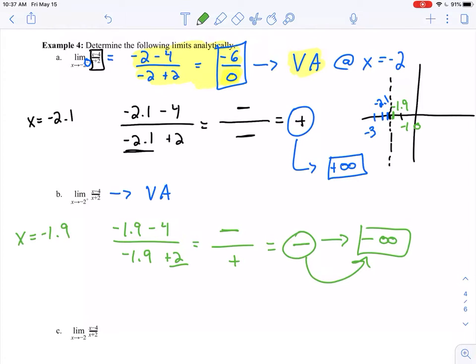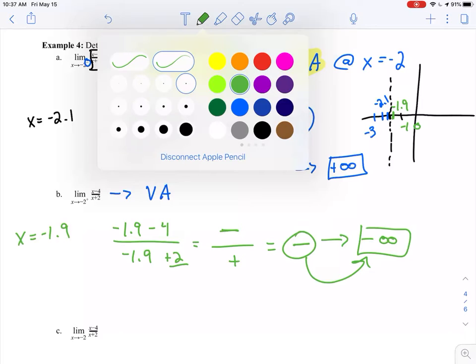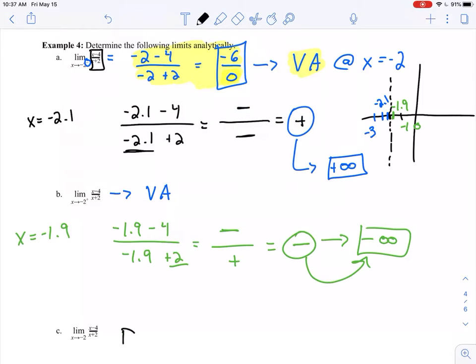Part C is just asking for the two-sided limit here, and for this I can just look at my results for parts A and B. For the left-hand limit, I had positive infinity. The right-hand limit, I had negative infinity. So the only thing we can really say in this case is that this limit does not exist because the two one-sided limits do not agree.